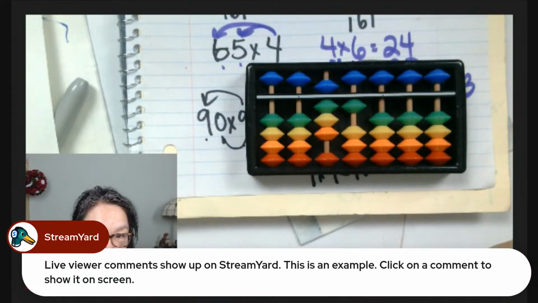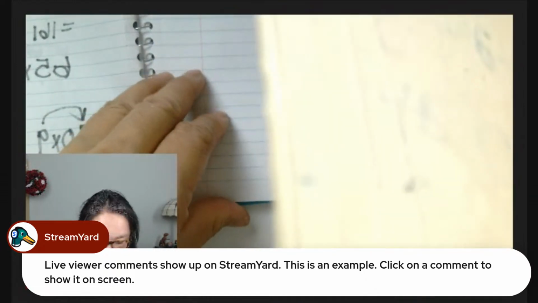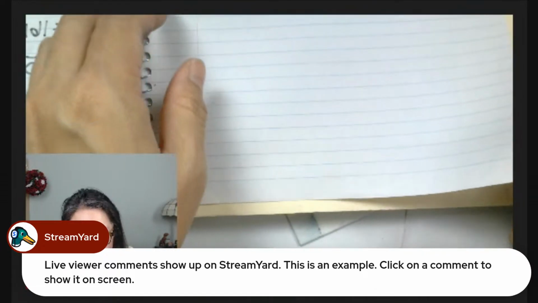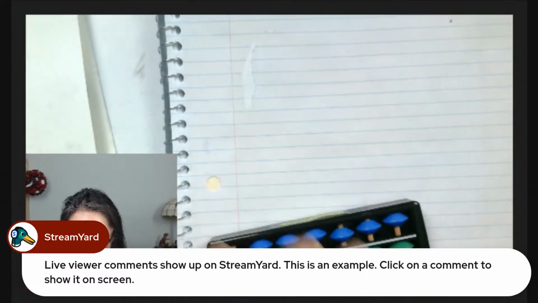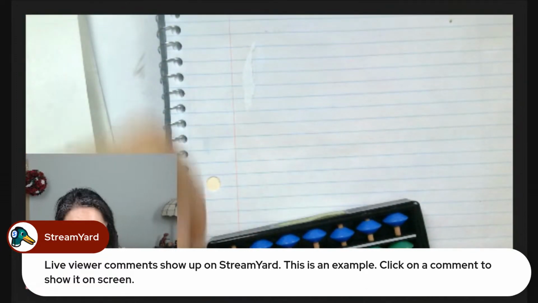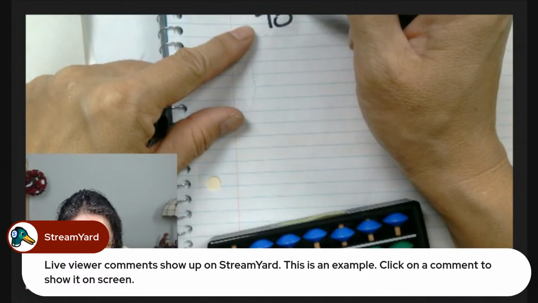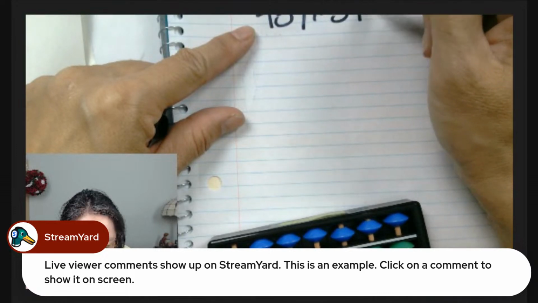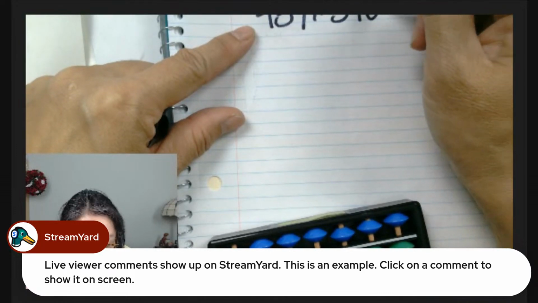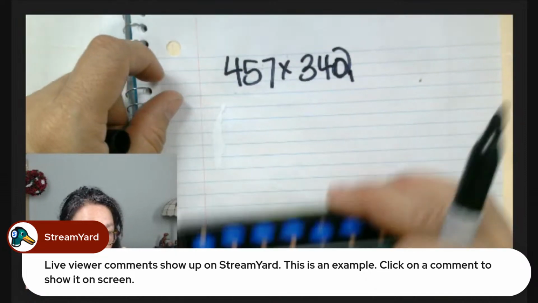So it's a good question. I mean, it can get hairier. It can get bigger, right? So we can do bigger. If we do bigger, I think this would be the last one, because it depends on if I make a mistake. So we can do 457 times 342. Let's do that.